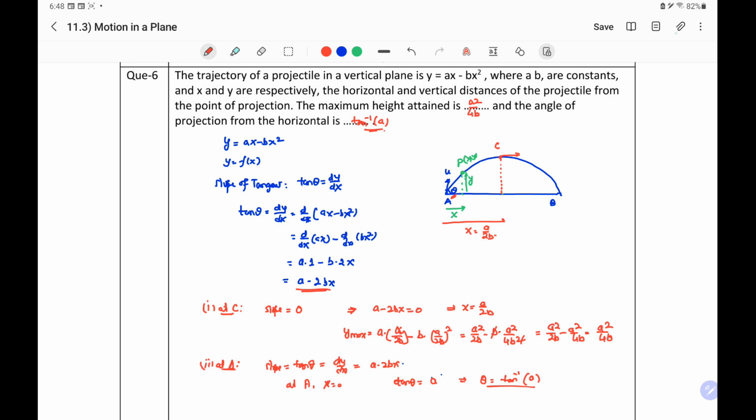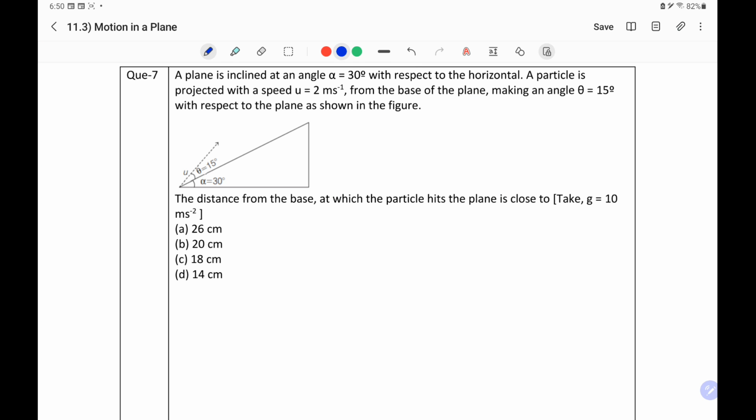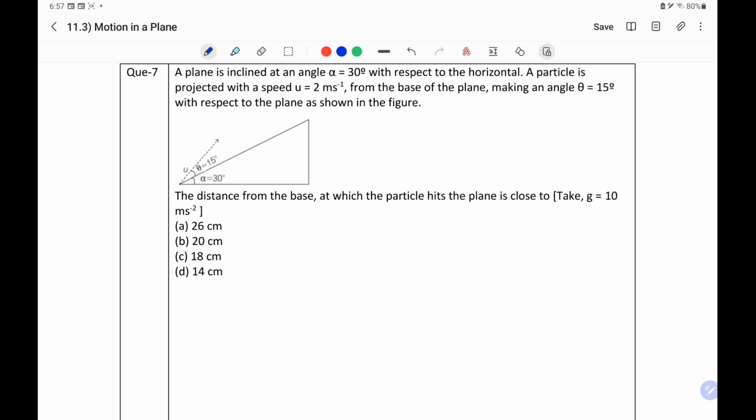This is the answer. Seventh question is, a plane is inclined at an angle of alpha equal to 30 degree with respect to the horizontal. A particle is projected with speed u equal to 2 meter per second from the base of the plane, making an angle of theta equal to 15 degree with respect to the plane as shown in the figure. The distance from the base at which particle hits the plane is close to. Take g equal to 10 meter per second square.